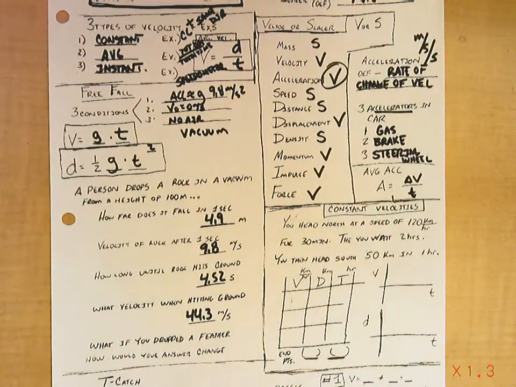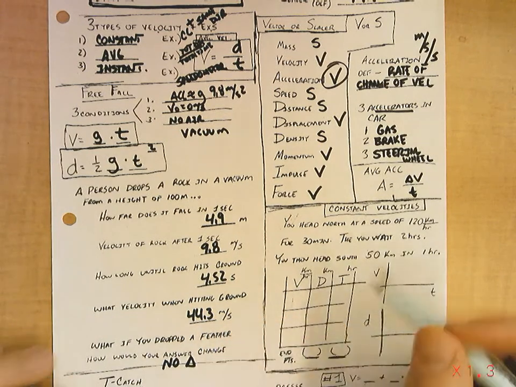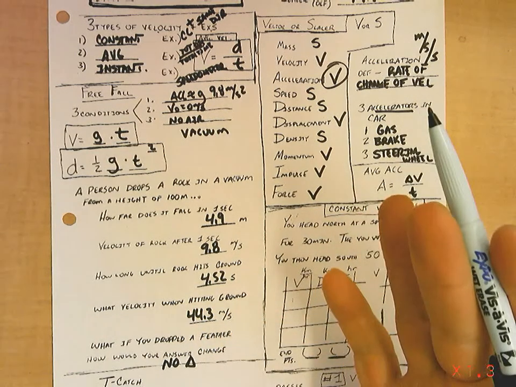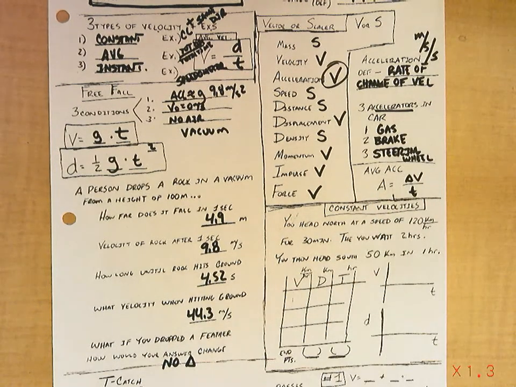What if you dropped a feather? How would this change your answer? Well, it turns out that it wouldn't change the answer at all. So there would be no change. And the reason there's no change is because in a vacuum, everything falls the same. Whether it's a rock or feather, it doesn't matter. They still accelerate at 9.8 meters per second squared.